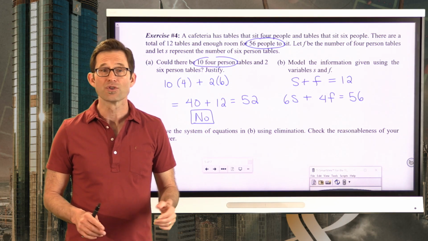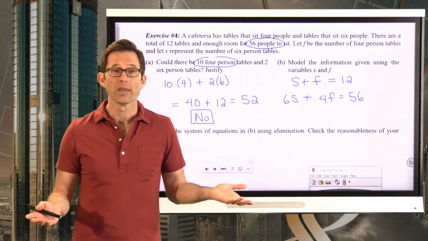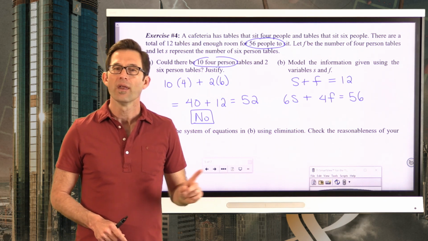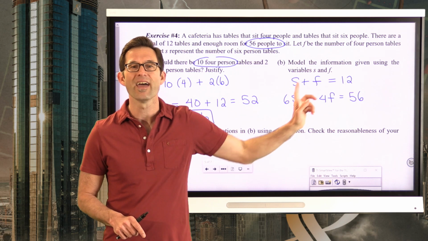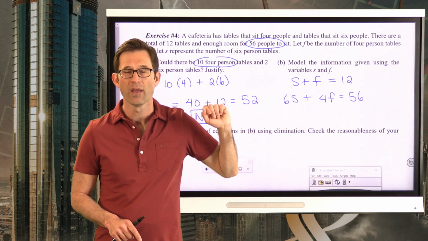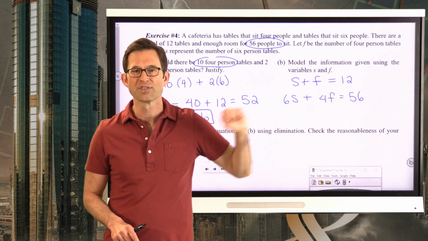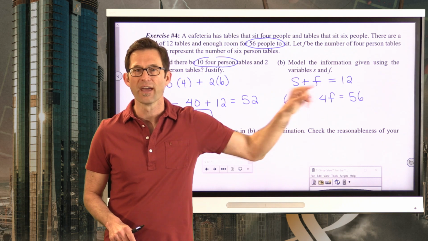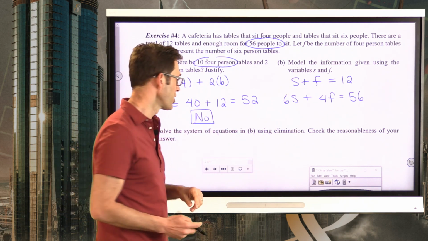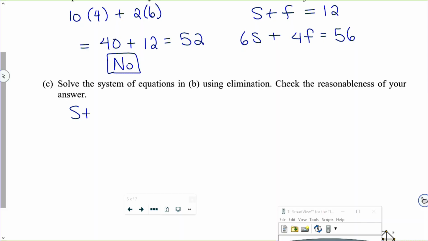All right, well, you had a choice to make. Do you want to eliminate the S? Do you want to eliminate the F? Either one works just fine. Now, a little bit tricky, I'm going to have to multiply both sides of this equation by a negative number at this point. If I want to eliminate the S, I would multiply both sides by -6. If I want to eliminate the F, I would multiply both sides by -4. And I think that's the way I'm going to go. So first, let me just come down here and rewrite the system.